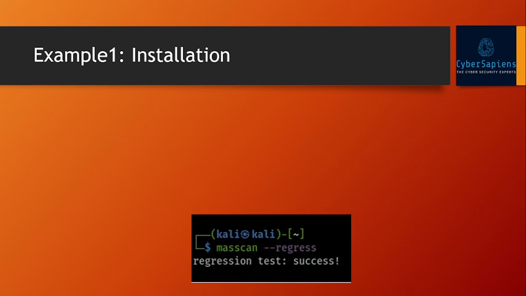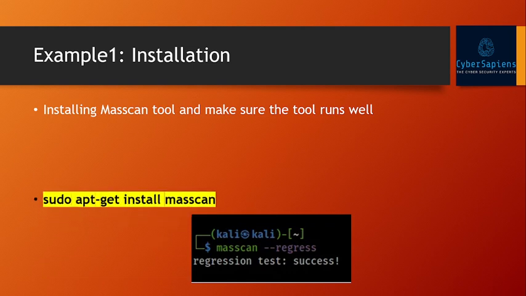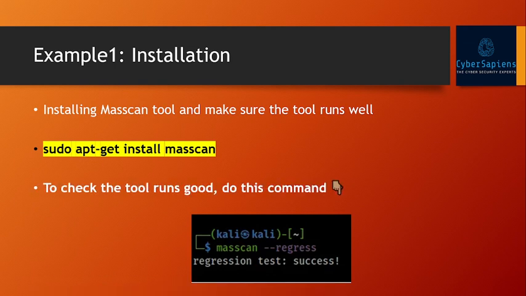So here, first we will be looking at how we can install this particular tool, then we will be diving more into the practical part. To install this tool, we just need to run this command: sudo apt-get install masscan. To check that the tool runs well, run this command: masscan --regress. The regression test should be a success.